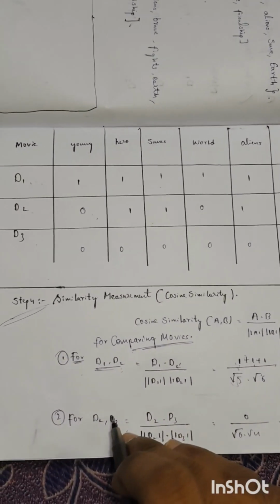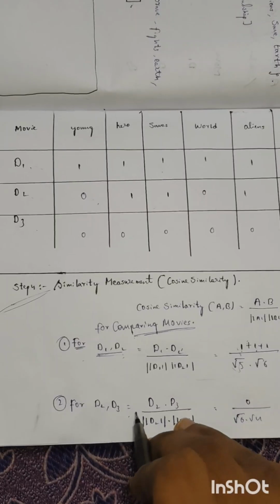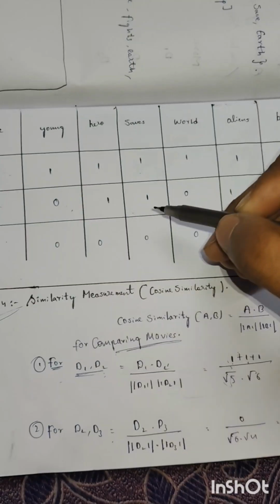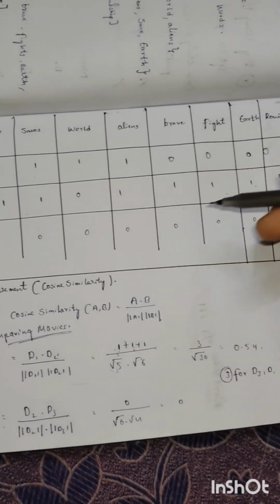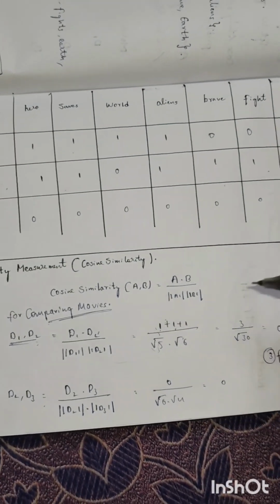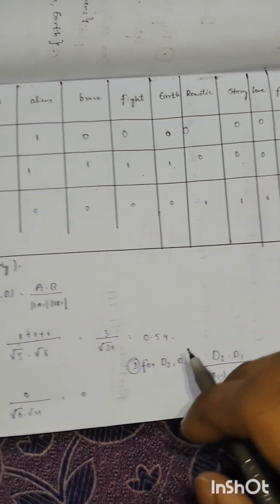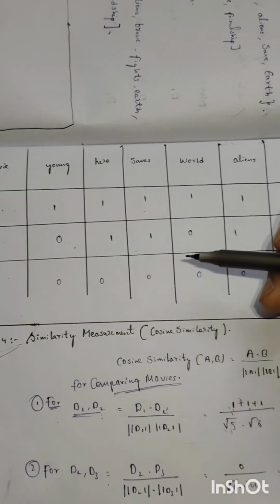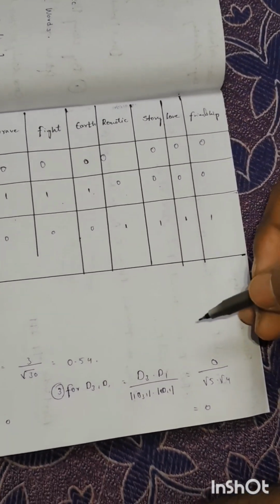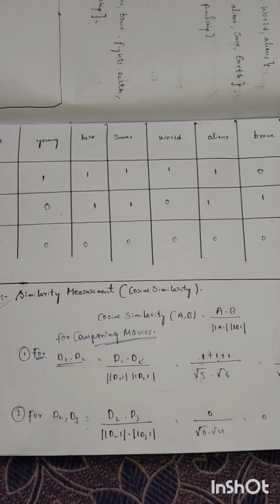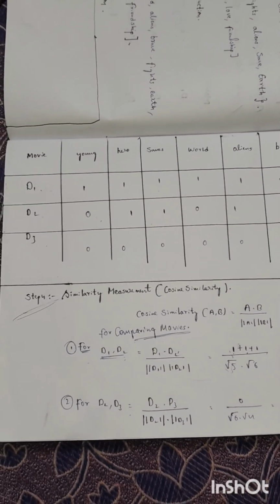Now we will compare movies D2 and D3. For D2 and D3, the dot product is 0 into 0, 0, 0 into 1, 0. Everything we get is zeros, so 0 by anything equals 0. For D3 and D1, 0 into 1, 0, and everything we got is zeros, so 0 by anything equals 0. These are the similarity measurements, that means cosine similarities. Let's go to the next step.